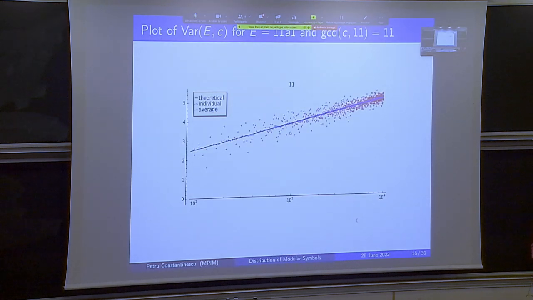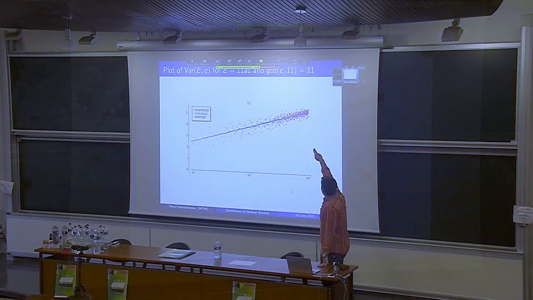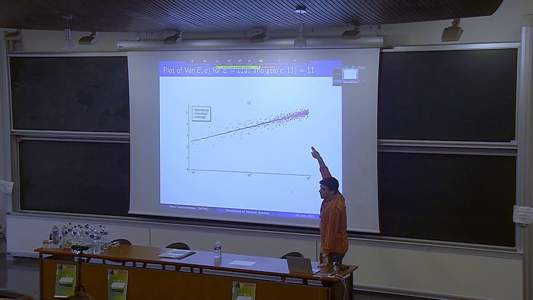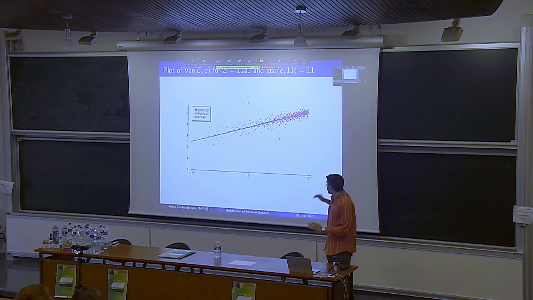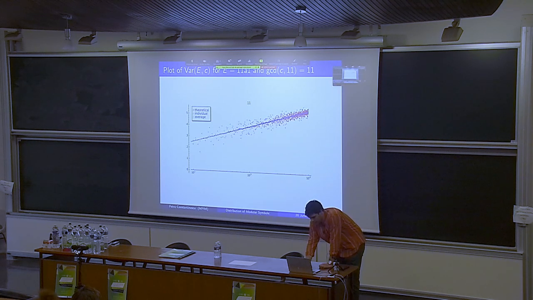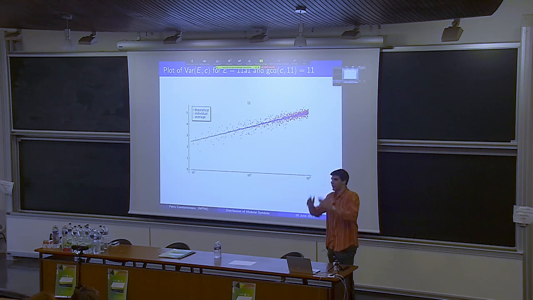And this is also a plot for the variance. So again, we are on a logarithmic scale, and we restrict to multiples of 11, where the level is 11. The red dots are the raw data points, so you just plot each variance for each C multiple of 11. We have the line, which is what we expect to hold. And the blue dots here, if you see very close to the line, are the average. So you can see the average up to that point is very close to the line. And the conjecture would imply that these red dots will go closer and closer to the line.